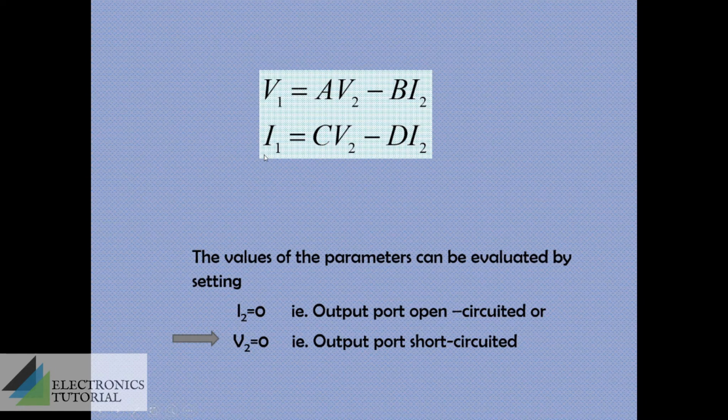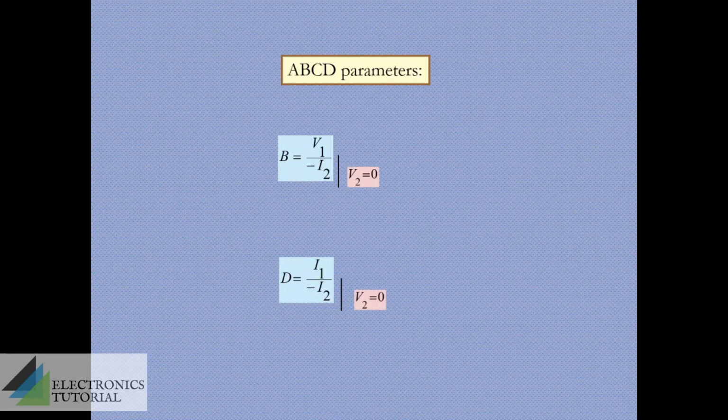And the second equation will be I1 is equal to minus D I2. And the value of D can be obtained as D is equal to minus I1 divided by I2. Now we have obtained the two other parameters B and D. B is equal to V1 by minus I2 when V2 is equal to 0, and D is equal to I1 by minus I2 when V2 is equal to 0.